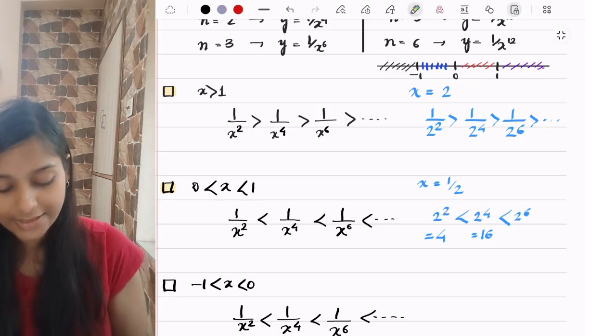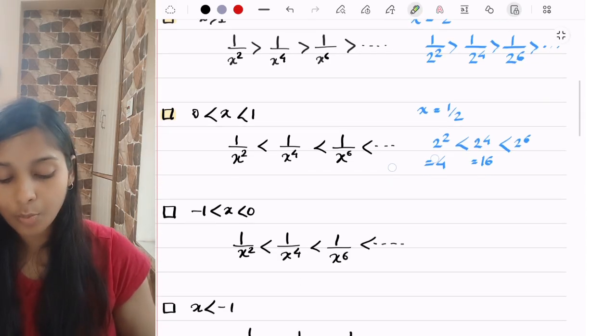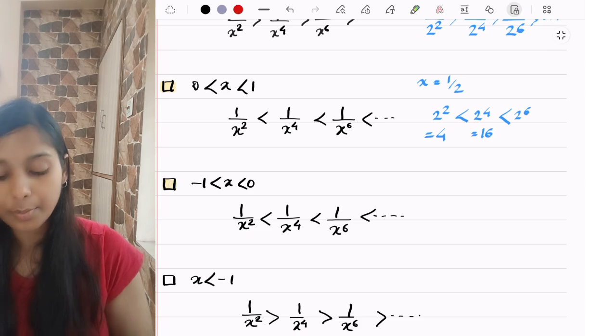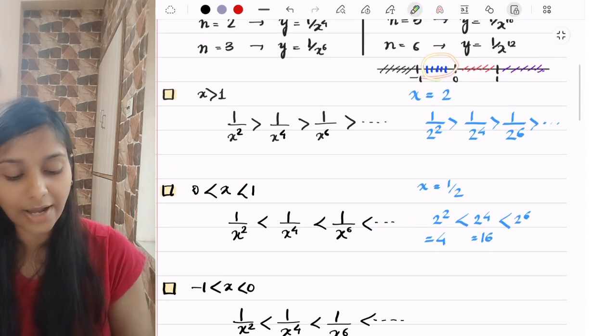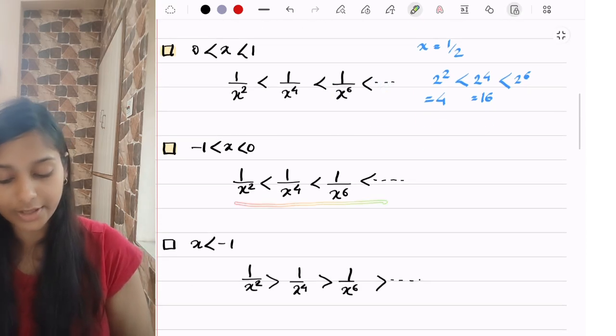So in this region, this inequality holds and it is true. Now move on to the next region, which is this one, minus 1 to 0. So that means this part, minus 1 to 0. What happens here? Here this inequality holds.